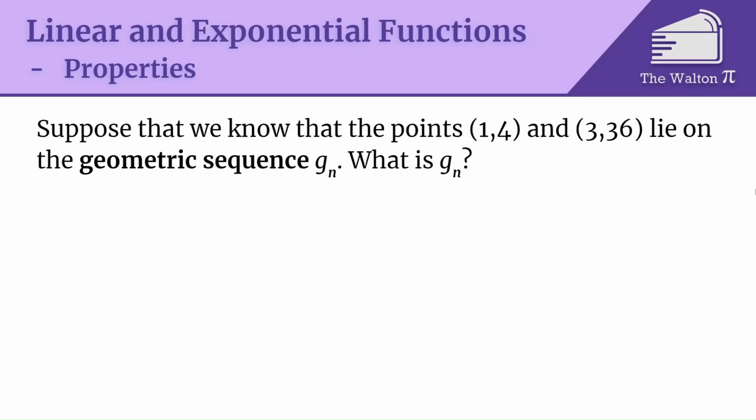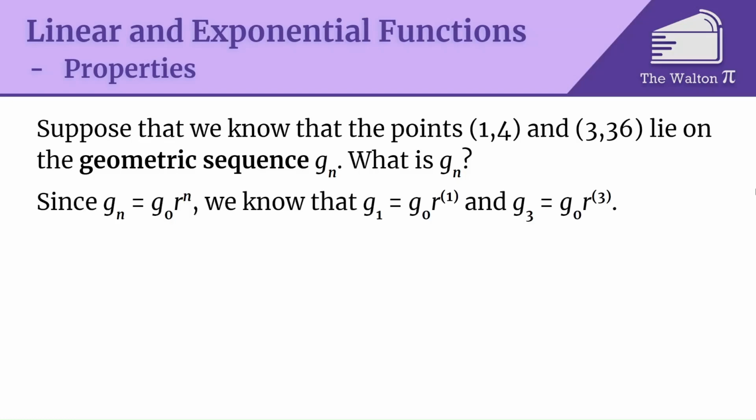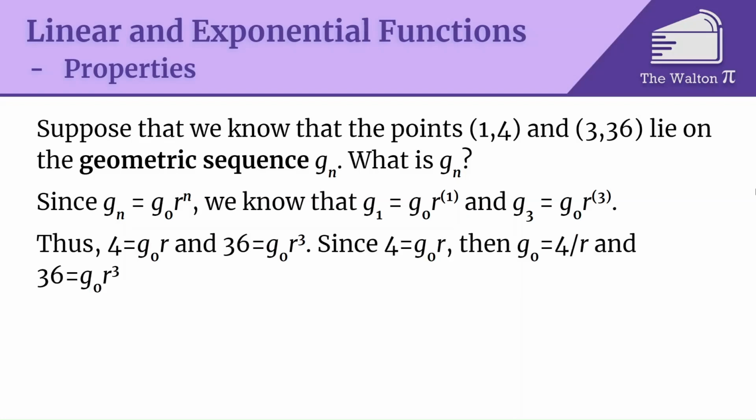Now, let's suppose that we know the points 1, 4, and 3, 36 lie on the geometric sequence Gn. What is that sequence? Well, Gn is G0 times r to the n, so G1 is G0 times r to the 1, and G3 is G0 times r to the 3. That means 4 is G0 times r, and 36 is G0 times r cubed. So since 4 is G0 times r, then G0 is 4 divided by r. So then when we plug that into 36 equals G0 times r cubed, we get 36 is 4r squared, so 9 is r squared, and r is plus or minus 3.